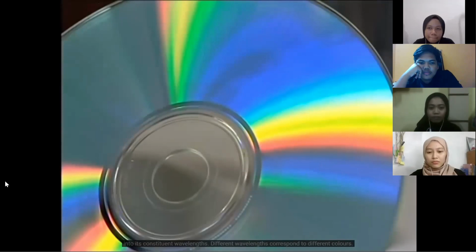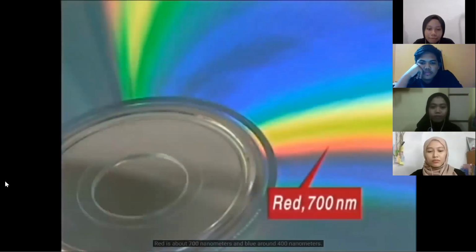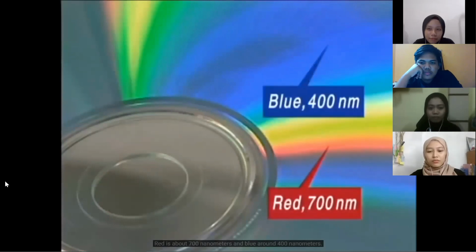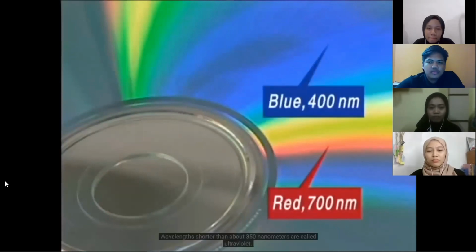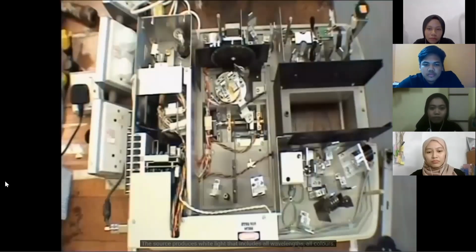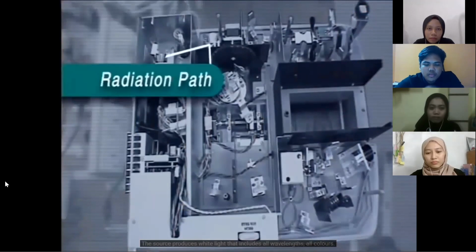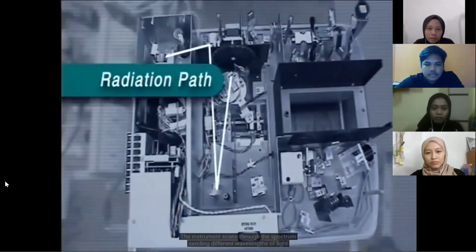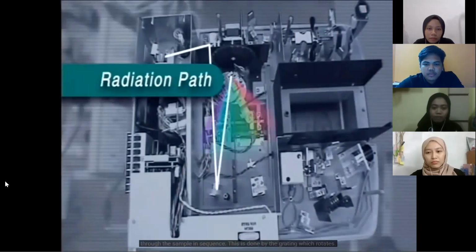Different wavelengths correspond to different colours. Red is about 700 nanometers and blue around 400 nanometers. Wavelengths shorter than about 350 nanometers are called ultraviolet. Shorter wavelength light has higher energy. The source produces white light that includes all wavelengths, all colours. The instrument scans through the spectrum, sending different wavelengths of light through the sample in sequence.